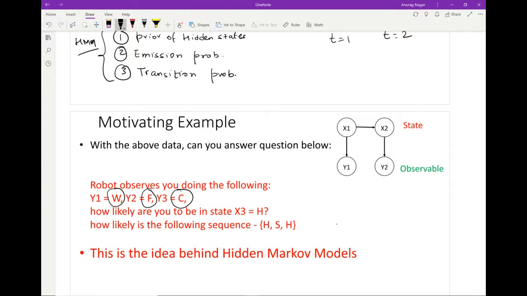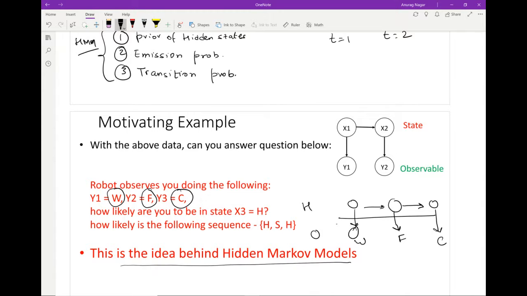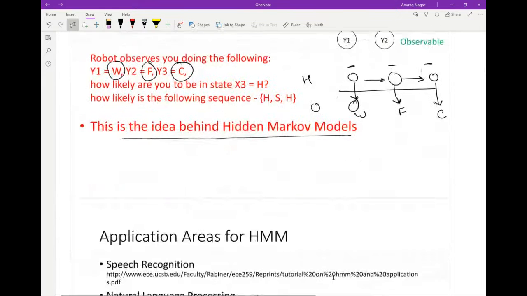So I have the observations, observable state, the hidden state, observable state. I know observation 1 is W, then something happens in the background and I observe the person Facebooking, something happens to the mood of a person and then the person starts crying. Now, this is the idea behind hidden Markov models. So we'll try to solve this. We'll try to guess what is the state here, what is the state here, what is the state here. We'll try to guess this answer.